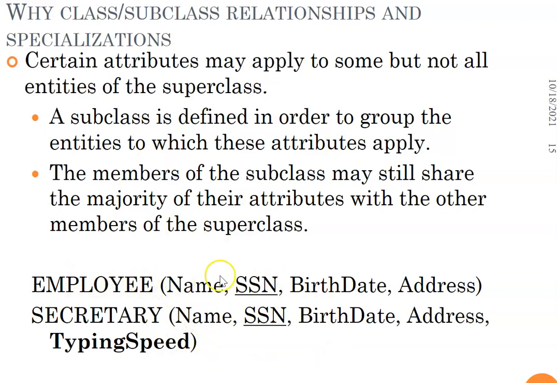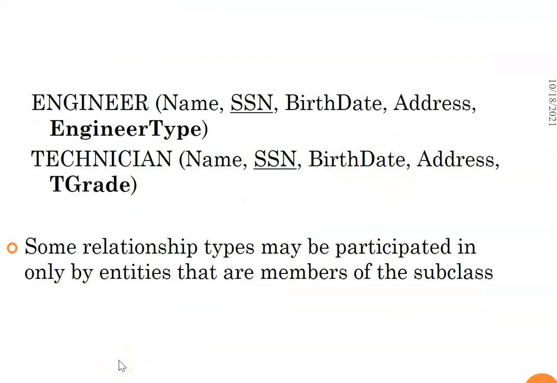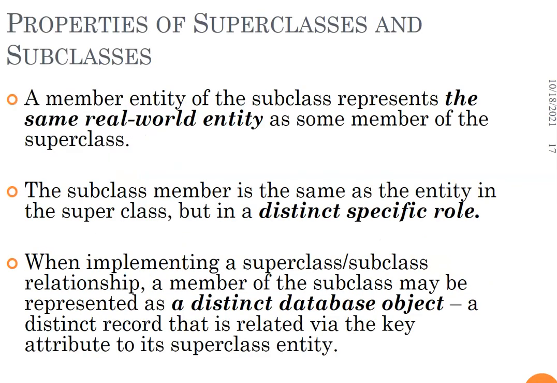You have an employee superclass that has all these attributes. However, secretary has this typing speed as a distinct attribute. The same applies to engineer, who is an employee. They share all these attributes, but then engineer type is distinct and T grade is distinct. So if you have those distinct attributes, the way I represented them in the previous diagram, that is how you're supposed to represent them also when you're dealing with them.